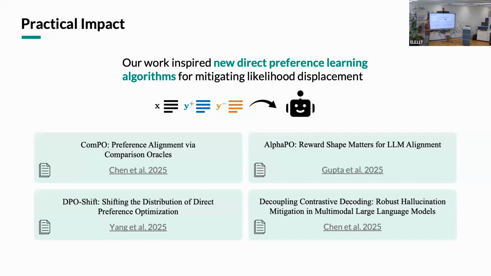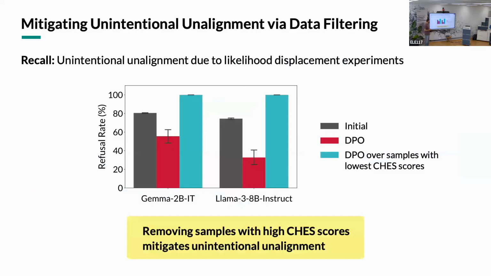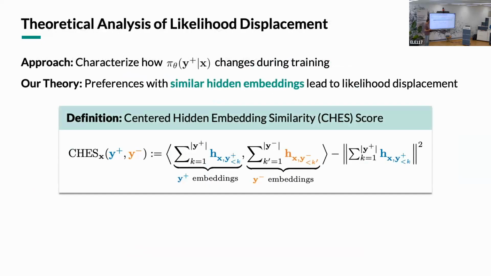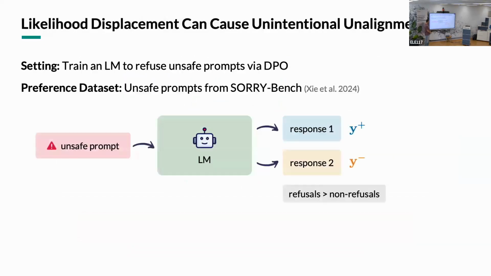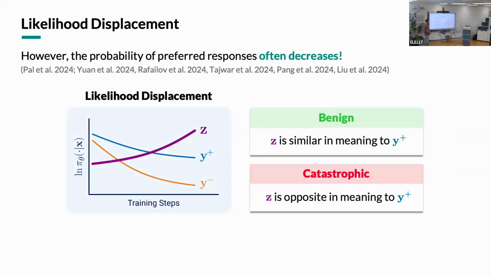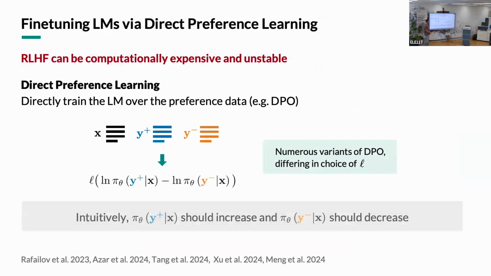What is the intuition behind this score? Yeah, so the intuition. I think it'll be best to get it from the objective itself. So when will the probability of y plus decrease? Let's look at how the gradient of this objective looks.